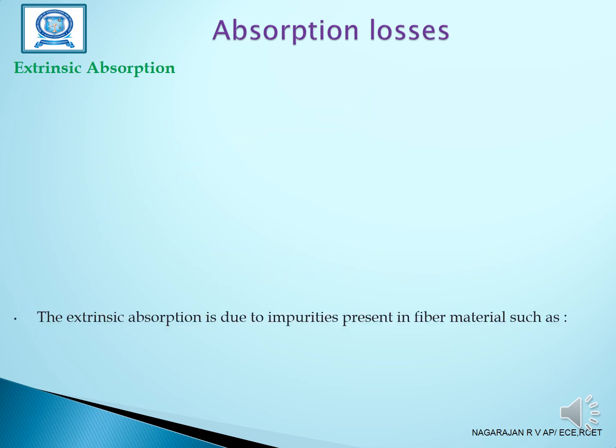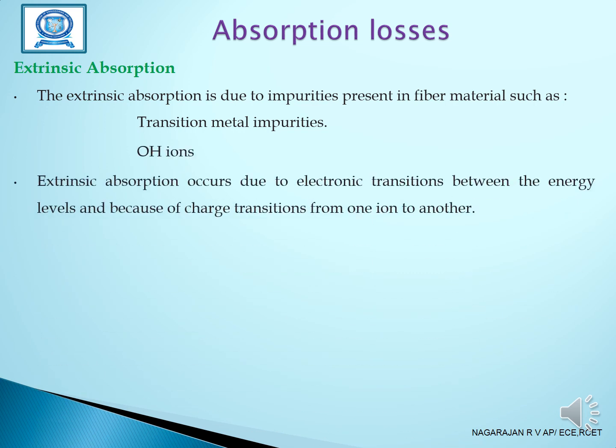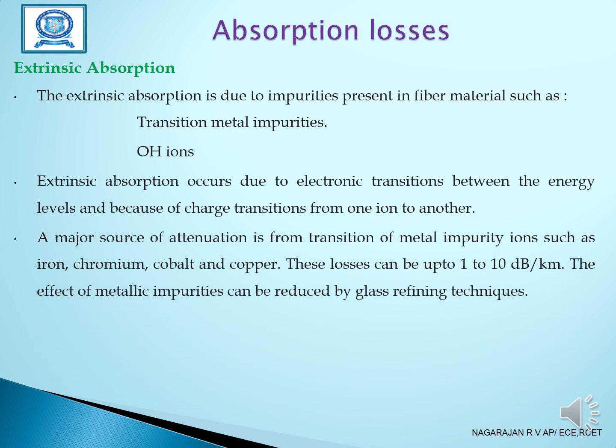The extrinsic absorption is due to impurities present in the fiber material, such as transition metal impurities and OH ions. Extrinsic absorption occurs due to the electronic transition between the energy levels and because of charge transition from one ion to another. A major source of attenuation is from transition metal impurity ions, such as iron, chromium, cobalt and copper. These losses can be up to 1 to 10 decibel per kilometer. The effect of metallic impurities can be reduced by glass refining techniques.